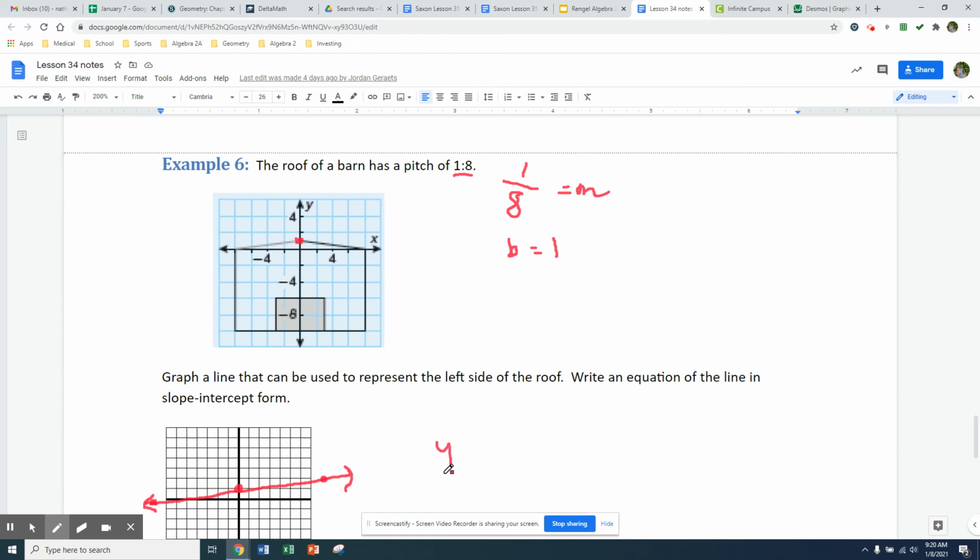Then write it in slope-intercept form. That's going to be y equals, our slope goes in front of our x, y equals 1/8 x plus 1. There would be our y equals mx plus b slope-intercept form of the left side of the roof. So there we've continued to expand more on linears and starting to look at how the slope and the y-intercept start to cause transformations of our linear function.